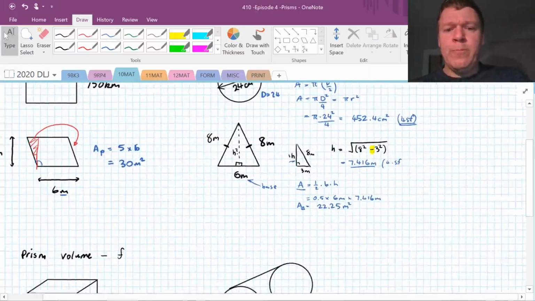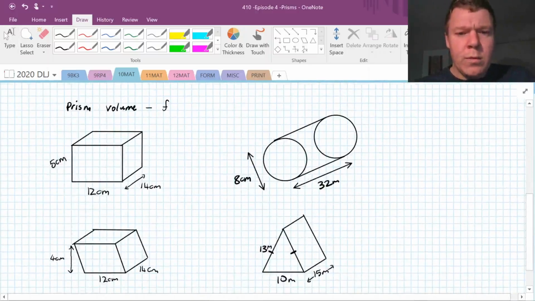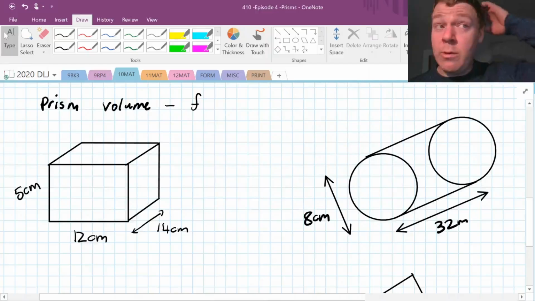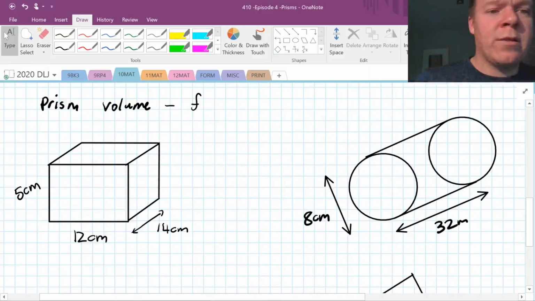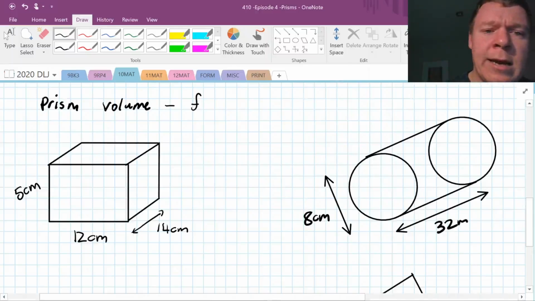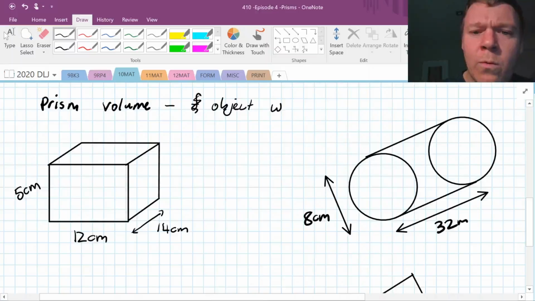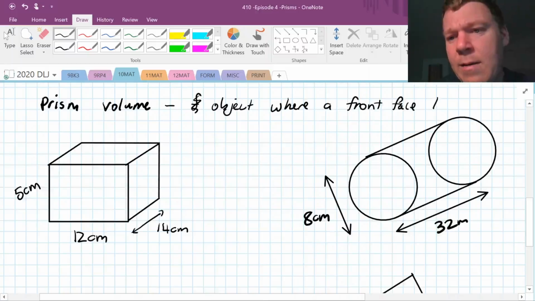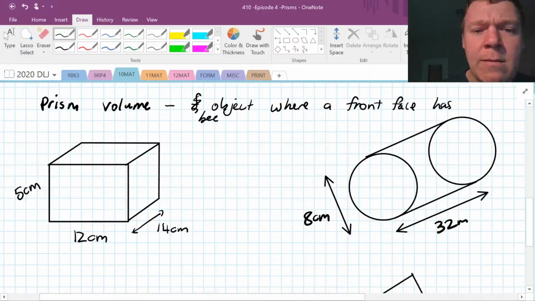Okay, moving on. Prism time. So cover your ears, turn down your volume, because I'm going to do a lot of tapping now. I'm going to write out basically what a prism is. A prism is an object where a front face has been extruded.